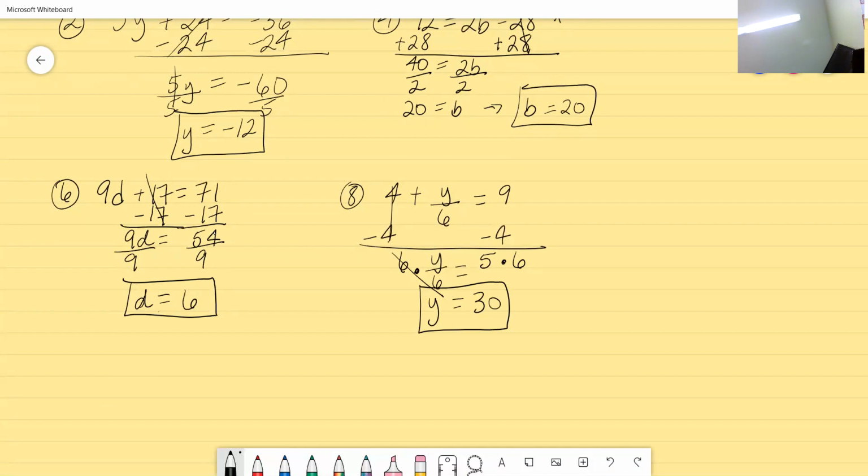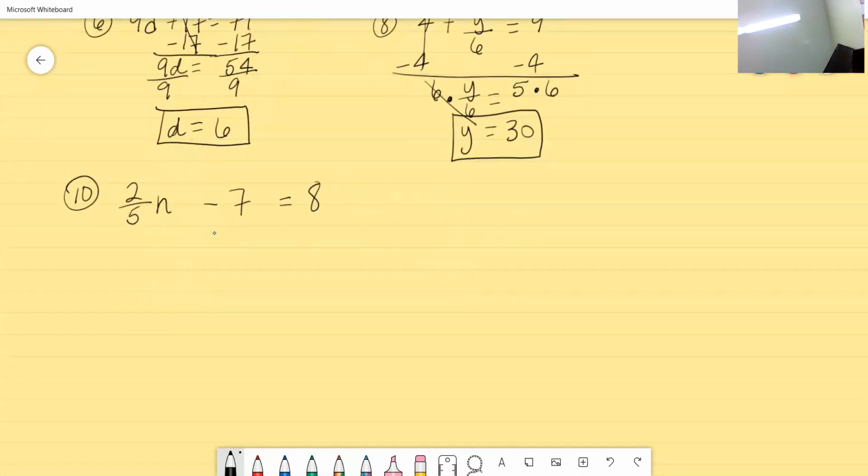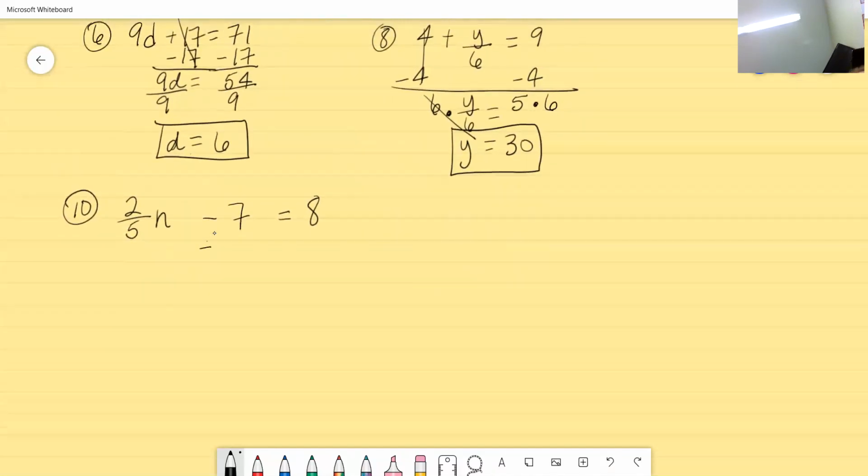Okay, so 2 more here. Number 10 gives us 2 over 5 times n minus 7 equals 8. So our first step is to add the inverse of negative 7 to both sides. So that leaves us with 2 fifths times n equals 15.